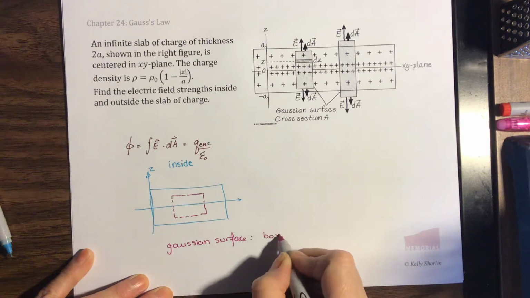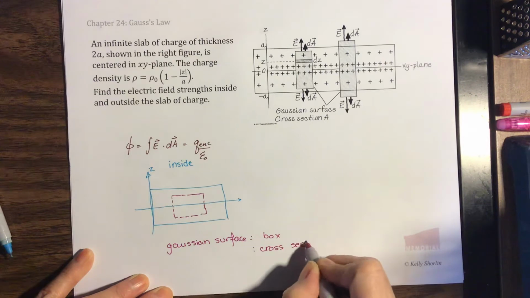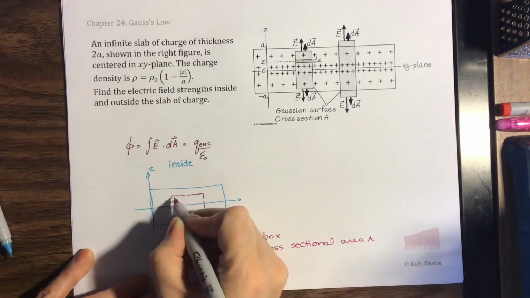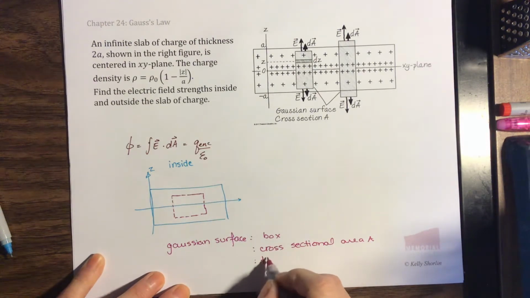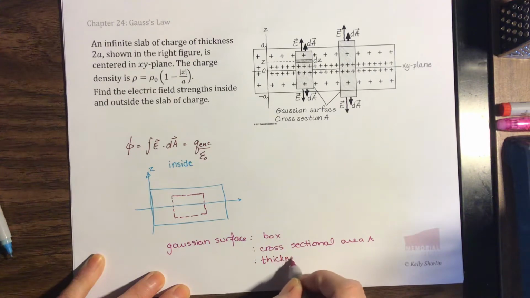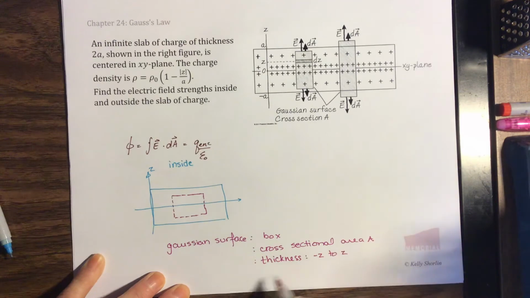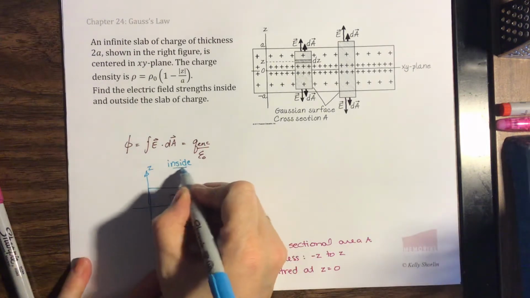It's a box. It's got cross-sectional area A. So that's the area of the top face if we were drawing this in 3D. The thickness is from minus z to plus z, and it is centered at z equals 0. Okay, so that's my Gaussian surface if we're inside.